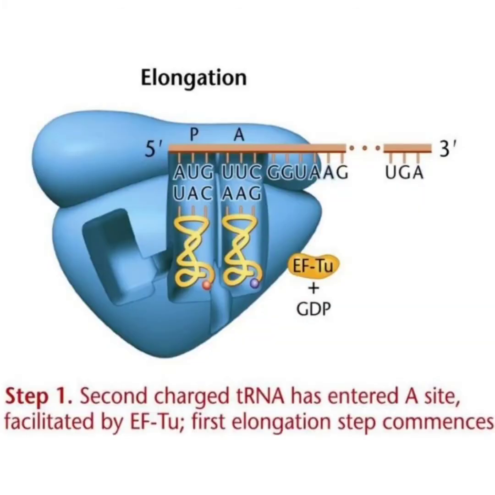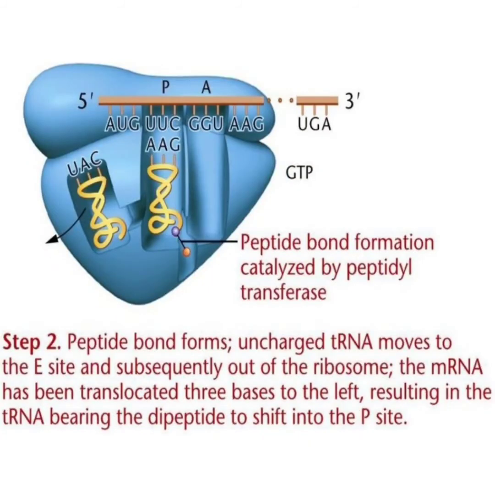Now to describe the images of elongation. Step 1, the second charged transfer RNA has entered the A site, facilitated by EF-Tu. First elongation step commences. Step 2, the peptide bond is formed. Uncharged transfer RNA moves to the E site and subsequently out of the ribosome. The messenger RNA has been translocated 3 bases to the left, resulting in the transfer RNA bearing the dipeptide to shift into the P site.